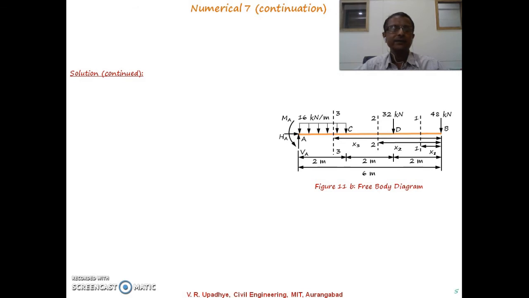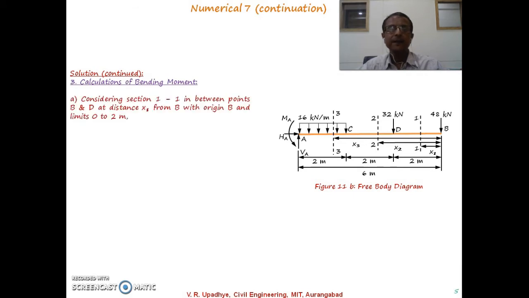Now if we go for analysis of bending moment at different cross sections, the statement for considering section 11 in between points B and D is what we have earlier discussed in the shear force calculations, with limits 0 to 2 meter, and again we are considering the right part of section 11. The equation for bending moment at section 11, due to this 48 kilonewton force, will be just 48 into x1, the distance between point B and section 11. We are aware that the forces on a cantilever beam create a hogging bending moment, which is negative, so that is minus 48 x1. Now if we put limits, at B x1 is 0 and at D x1 is 2 meter, so we get the bending moment at B as 0 and at D as minus 96 kilonewton meter.